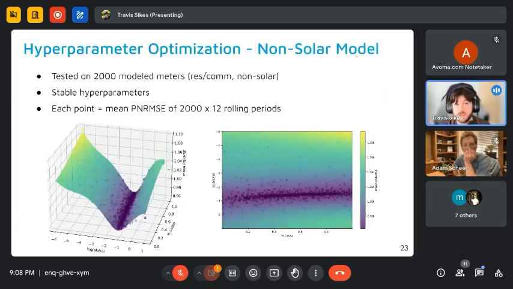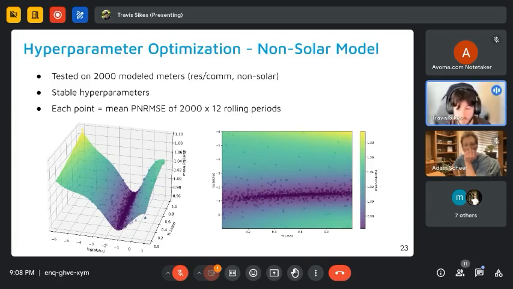Now, let's talk about the non-solar model. And this is going to look really familiar. Again, very good news for us. The difference here is that, one, the mean PNRMSE is higher for the non-solar model on the high end here. And also, this rise on this side of it is not nearly as high.